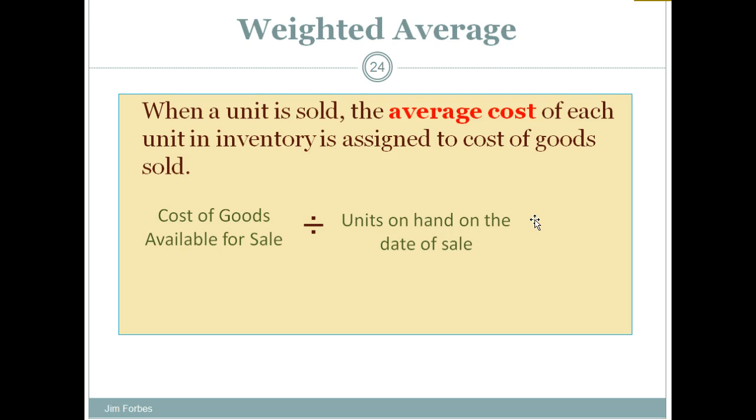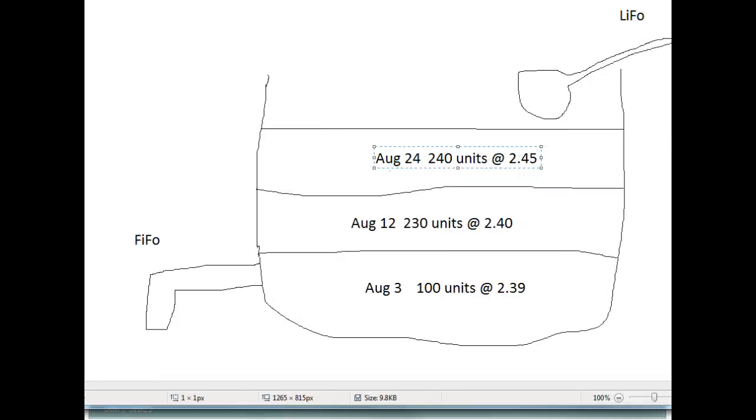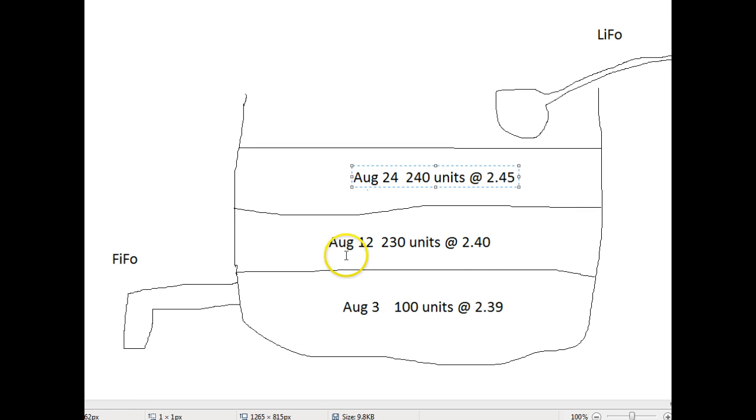Weighted average is a different animal here a little bit. So here what's happening with the bucket is that every time we make a purchase, there's nothing to calculate at first because we know all units are at 239. But when we purchase again, you have to recalculate, and you only recalculate every time you make a new purchase. You do not have to recalculate when you make a sale.